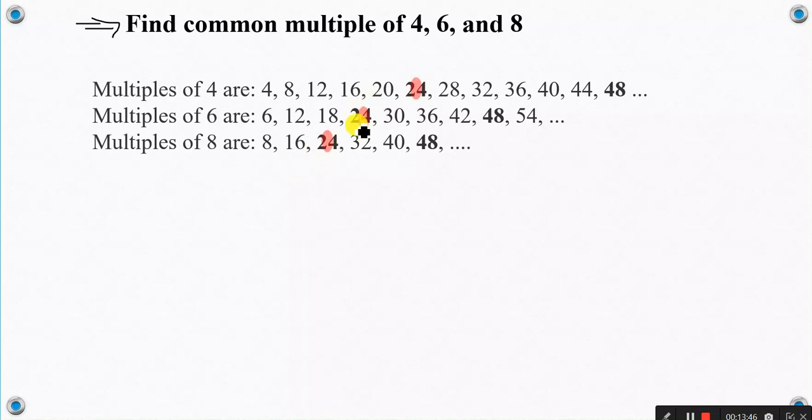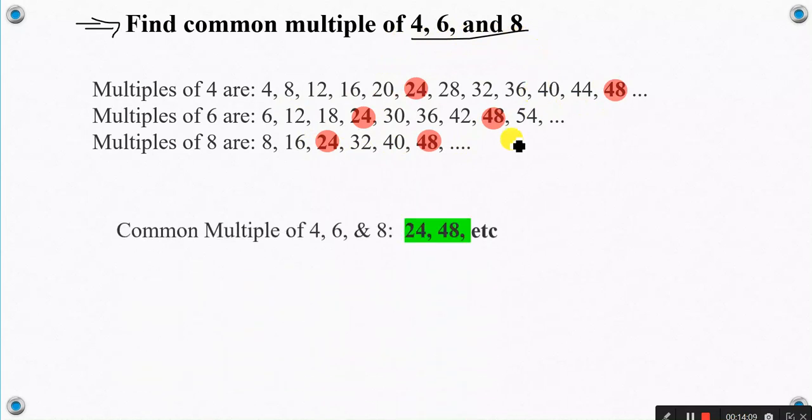So as we see, 24 is a multiple of the 3 numbers. So 24 is a common multiple of these 3 numbers. And then 48 also is a common multiple of 4, 6, and 8. So the common multiples of 4, 6, and 8 are 24, 48, and it is continuous. As we continue the multiples of each, we get the common multiples for these three numbers.